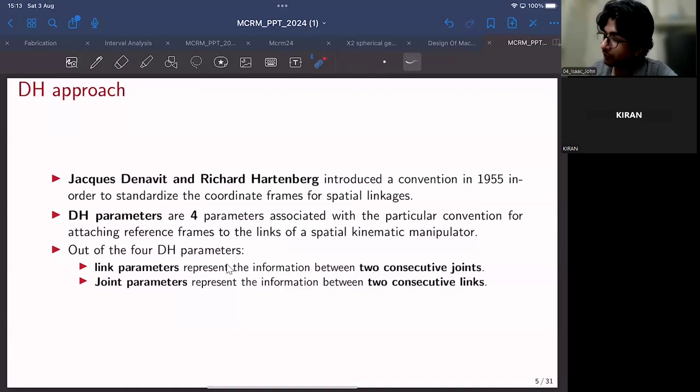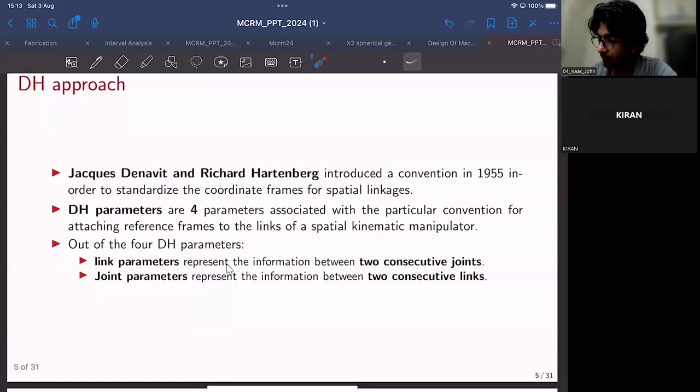So out of these 4 parameters, 2 of them are called link parameters, and the remaining 2 are called joint parameters. The link parameters basically represent the information between 2 consecutive joints, and the joint parameters represent the information between 2 consecutive links. So it could be easily misunderstood, because joint information is transferred using link parameters, and link information is transmitted using joint parameters. We will look into this in more detail in the upcoming slides.